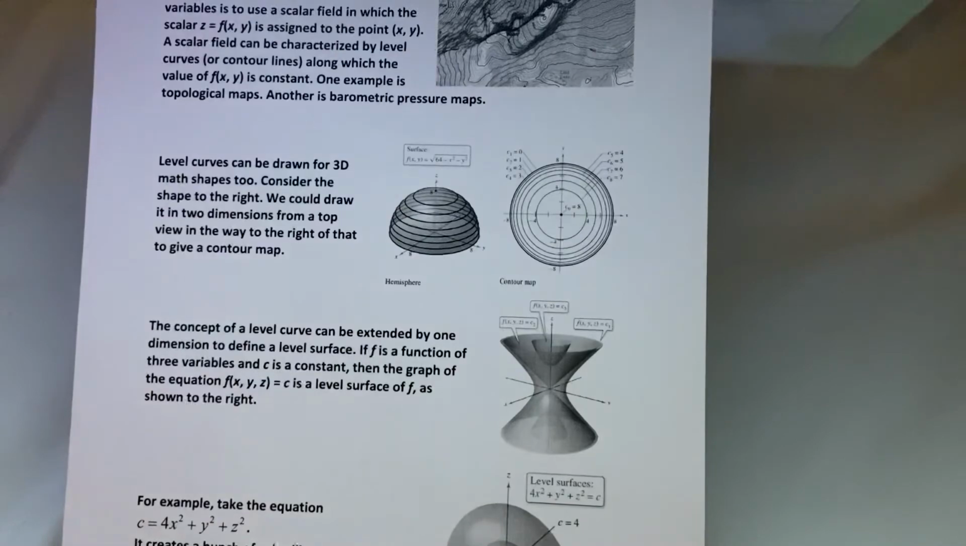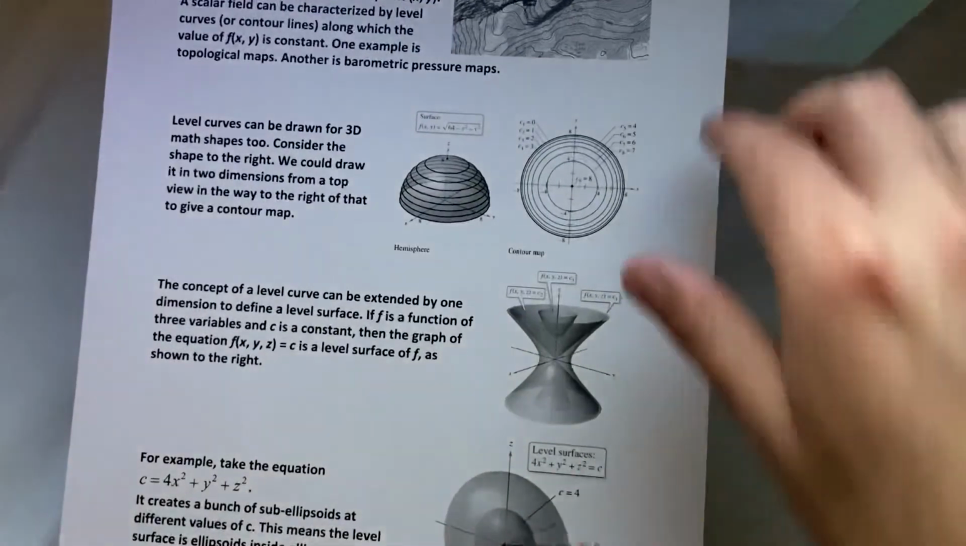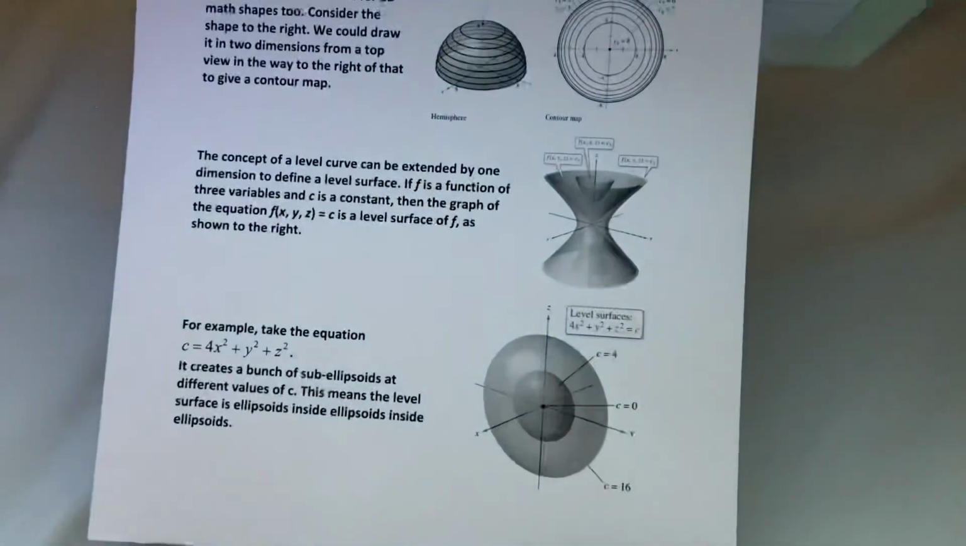If you take the equation, for example, c equals 4x squared plus y squared plus z squared, it creates a bunch of ellipsoids depending on the different values of c. It's basically like a Russian doll of ellipsoids, one inside the other, depending on the radius c. Of course, if c equals 0, then you have no radius, it's just a dot. There's a picture of c equals 4 and c equals 16 as well.